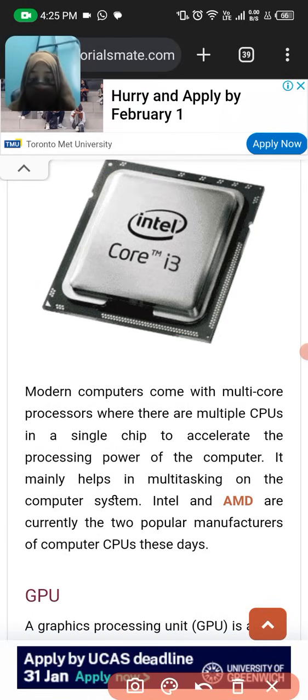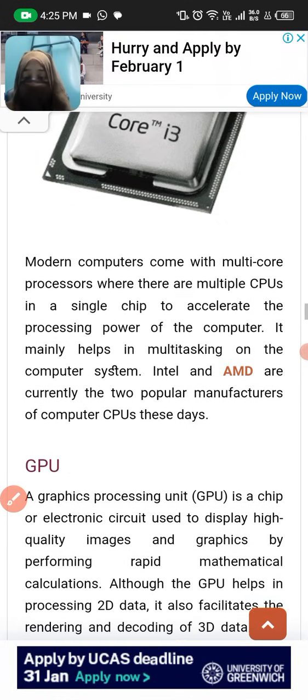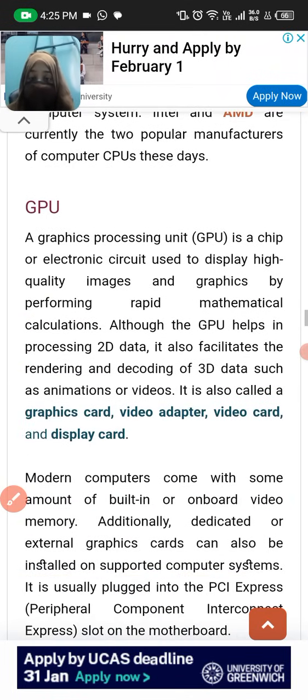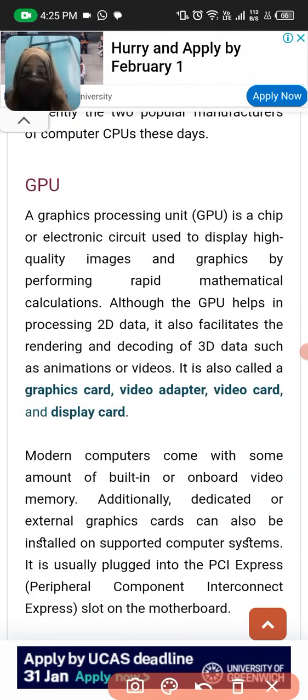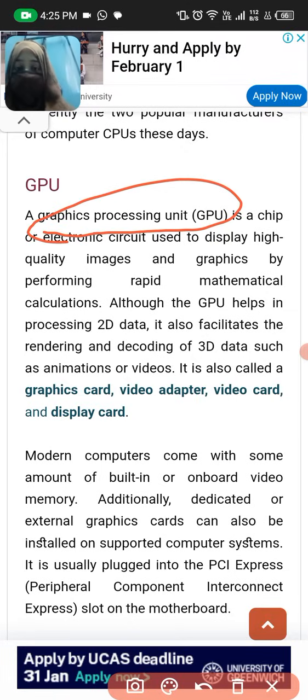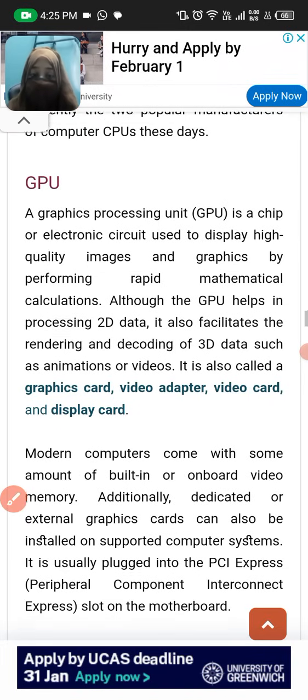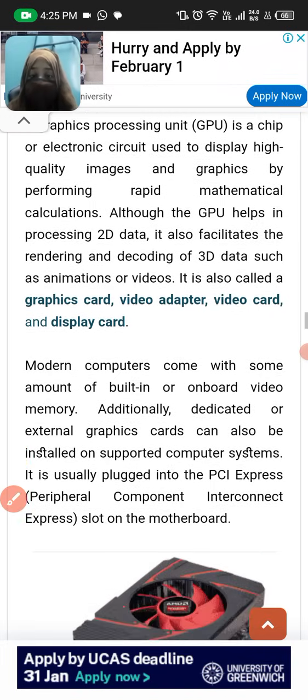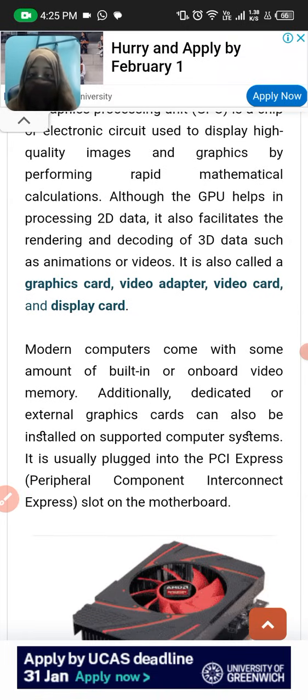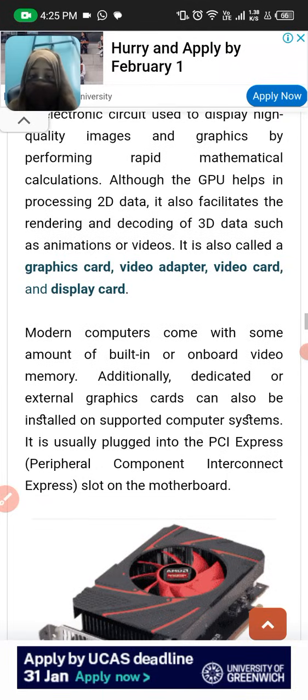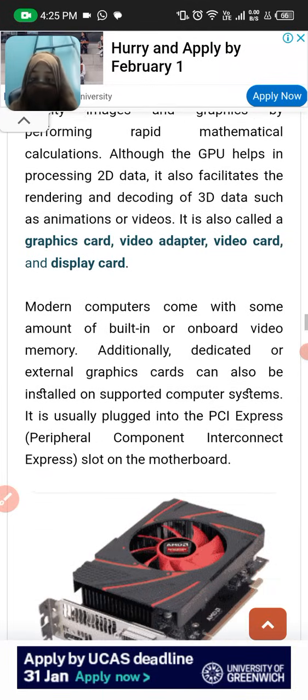Now we will discuss the GPU and the main difference between the CPU and GPU. GPU stands for graphics processing unit. It is a chip or electronic circuit used to display high quality images and graphics by performing rapid mathematical calculations. Although the GPU helps in processing 2D data, it also facilitates the rendering and decoding of 3D data such as animations or videos. It is also called a graphic card, video adapter, video card, and display card.